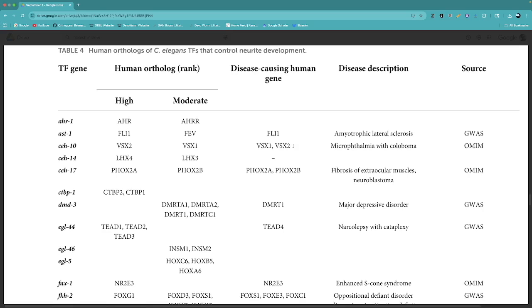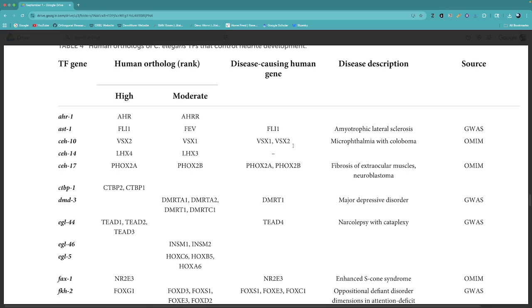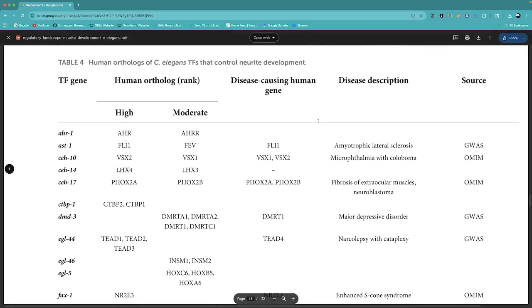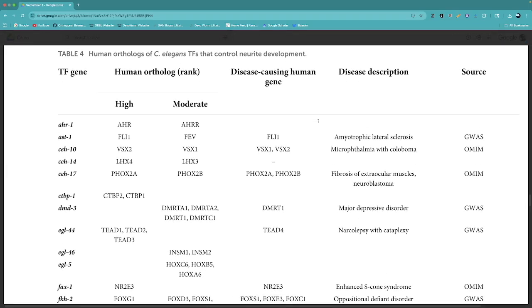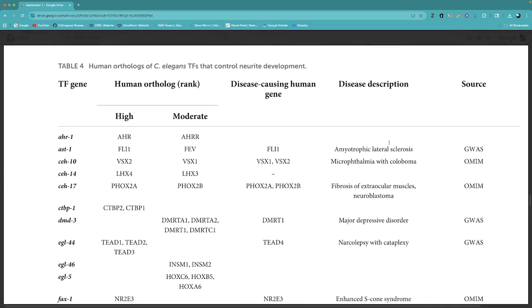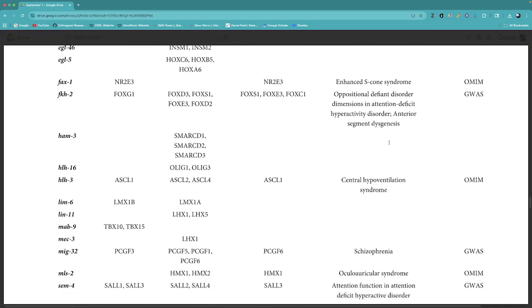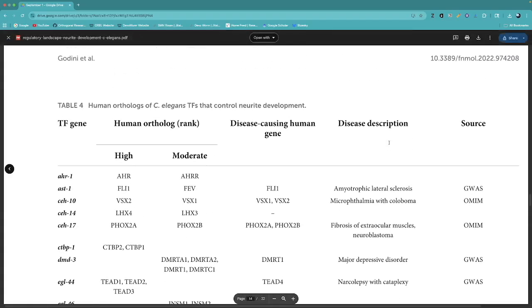So this just shows the transcription factor gene in C. elegans, and then the human ortholog here. And this gives us a window into how to study disease through the application of C. elegans. We can look at some interesting transcription factor, look at its gene of origin, and then look at the human ortholog of that gene, and see if it causes a disease, and then get some information about the disease description and how that information about development relates to human disease.